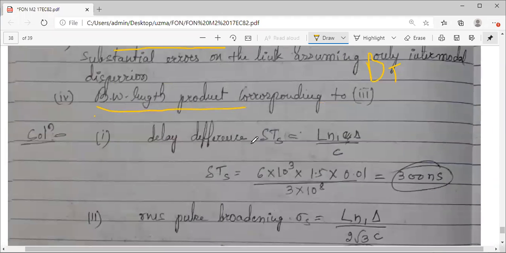That is tau S, delta TS. Delta TS is equal to L N1 delta by C. L is given to you as 6 kilometers, N1 is given to you, delta is given to you, and you know the velocity of light, that is C. You get this delay difference as 300 nanoseconds.